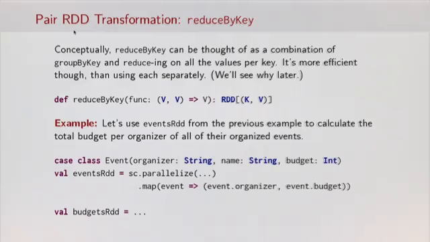Again, to make this more concrete, let's look at an example. Let's reuse the events pair RDD from the last example. Now let's say we would like to calculate the total budget per organizer over all of their organized events. Now that we have a little bit of intuition for what reduceByKey does, how might we use it to calculate the total budget per organizer given a pair RDD where the key is the organizer and the value is the budget of some event? I'll give you a minute to figure out how to implement the budgets RDD on your own.